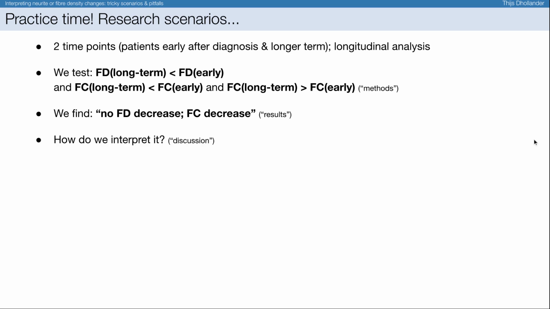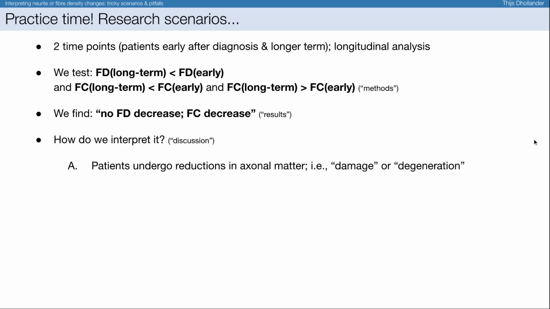Okay, same question. How do we interpret this? Well, the patients undergo reductions in axonal matter, damage or degeneration, our default go-to sentence, right? Probably based on the FC decrease. Did they suffer degeneration? The FD didn't go down, but the FC did. Or is there again something else you can picture here? Well, by now you get the picture. There's probably something we overlooked.